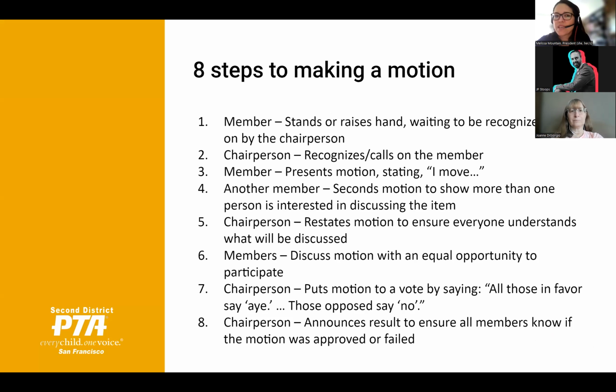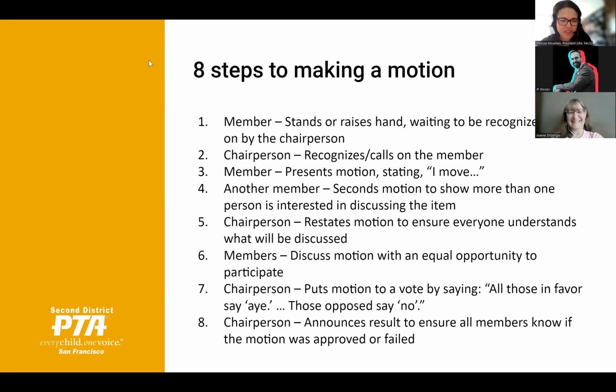And so making a motion, that is how we take action in a PTA meeting or in many types of meetings. There are actually professional parliamentarians. I did not know this until I went to a PTA convention, and it's actually a paid job. People really geek out on this parliamentary procedure.